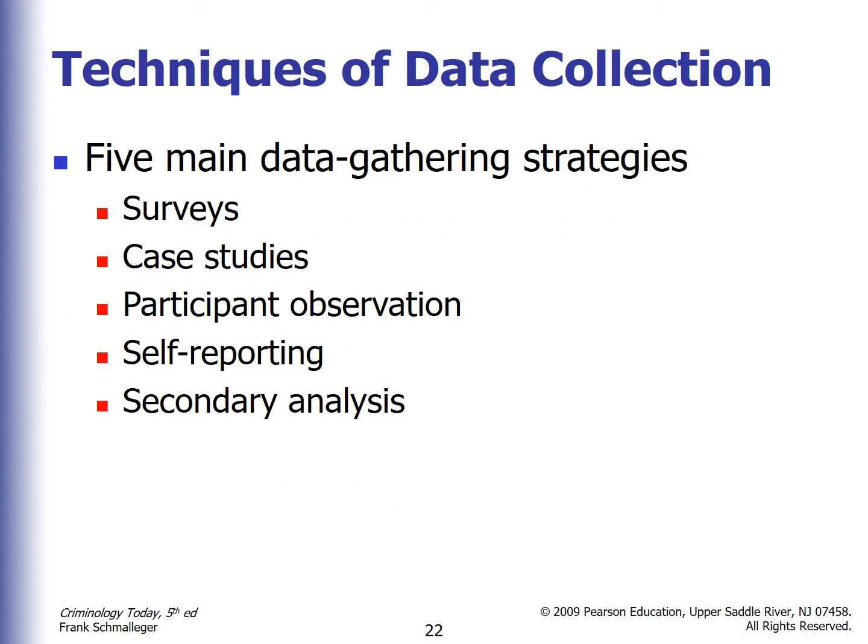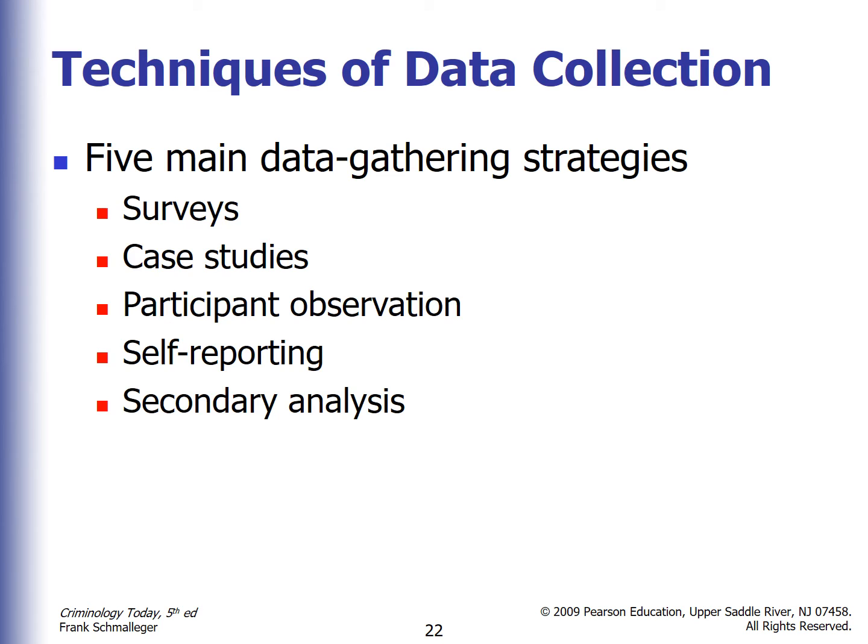All right, there's 5 main data gathering strategies. Those are surveys, which most of us are probably very familiar with; case studies, which is looking at one person over time, which is what most of your serial killer studies are. Participant observation is when somebody actually gets involved and works within the group that you're studying.